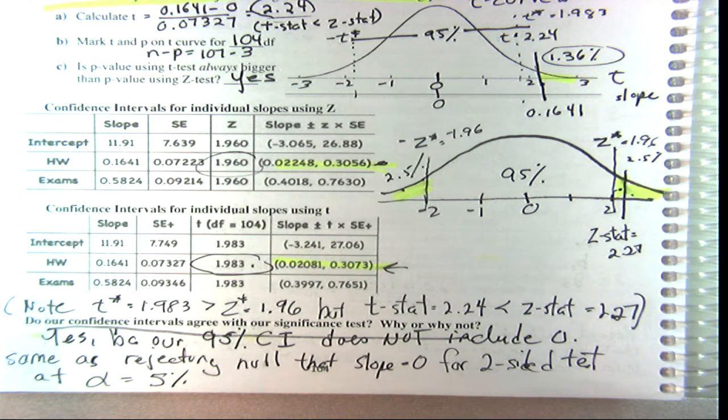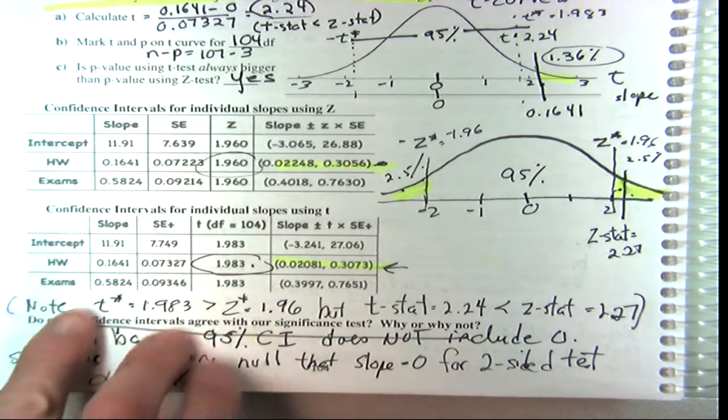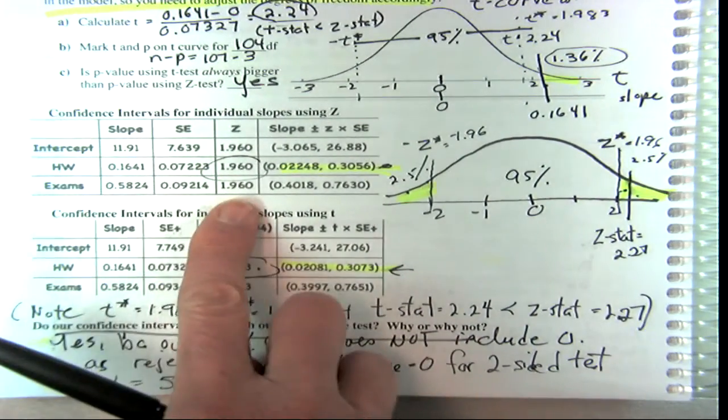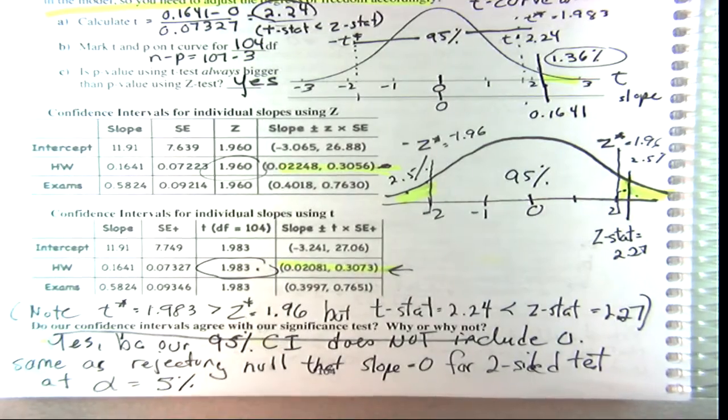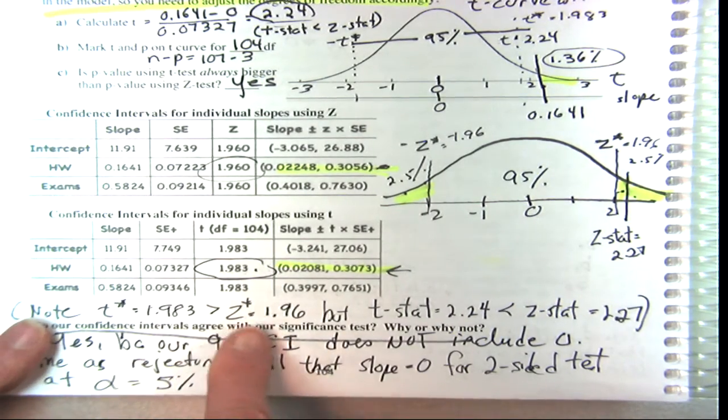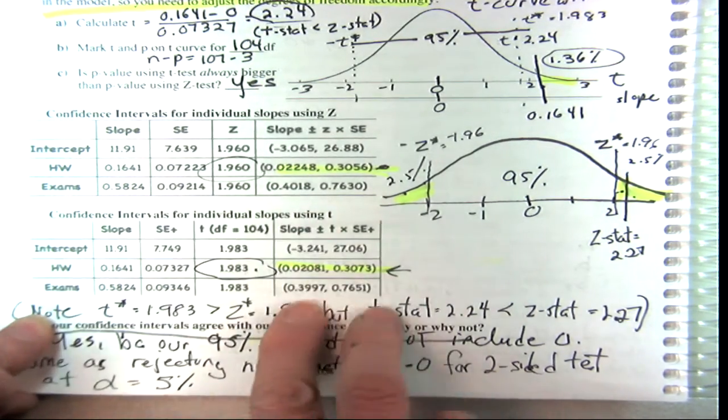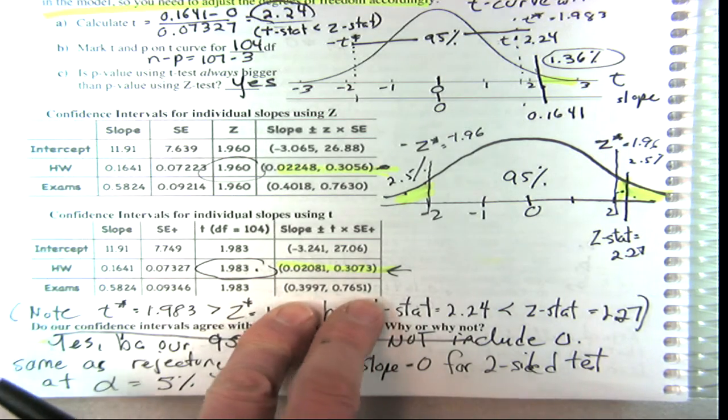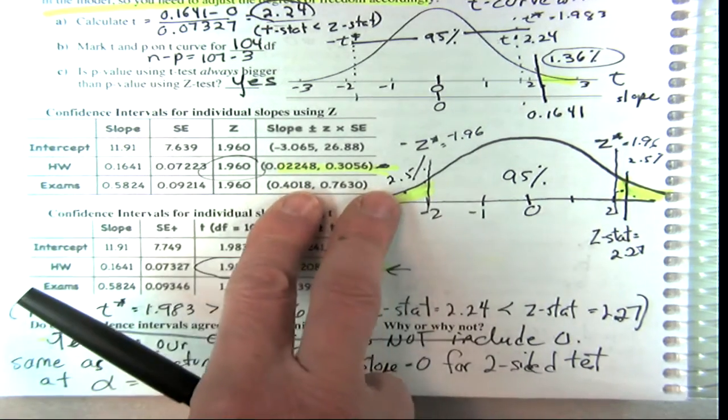Oh, I didn't do anything with the exam slopes. No, I didn't. Yes, I should check the exam slopes, and we can see. Let's check this exam slope because it's done for us. And look what we have. It really doesn't include 0. It's not even close to including 0, right?